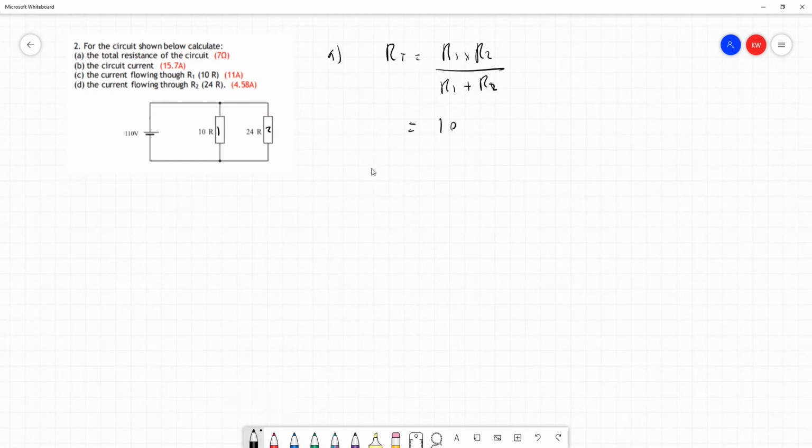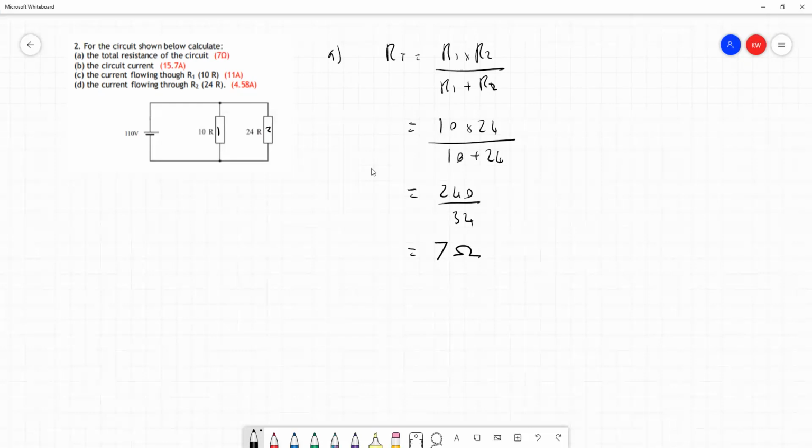That means we've got 10 times 24 divided by 10 plus 24. These are coming from the values of the resistors given in the question. We have 240 divided by 34, and that's going to be equal to 7. I don't think it's exactly 7; it's 7.05, so pretty close to 7, and safe enough to round it. So we have 7 ohms here for our total resistance.